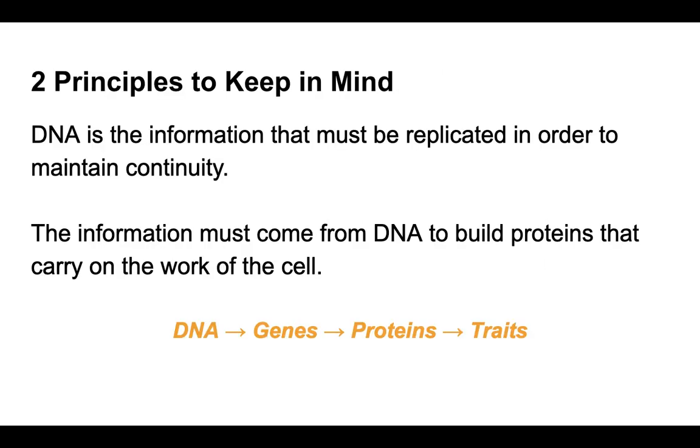Before we get started, I want you to keep two things in mind. First of all, DNA is the information that must be replicated in order to maintain continuity. In other words, in order for cells to reproduce and make more cells, in order for organisms to reproduce, their DNA has to be copied in order to ensure that the daughter cells that are produced contain identical copies of the DNA.